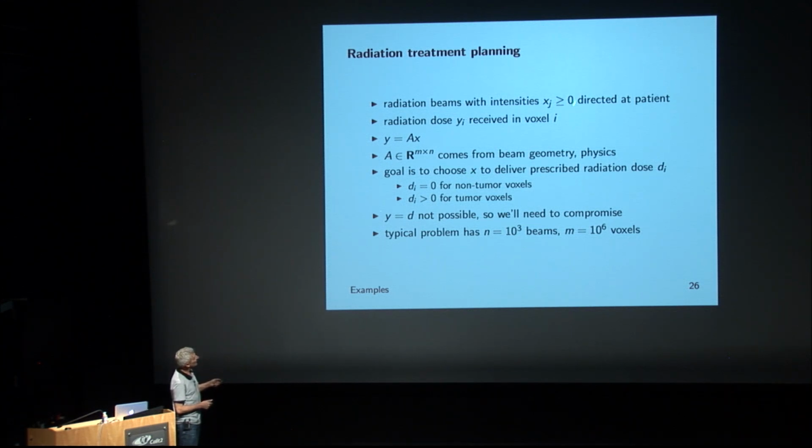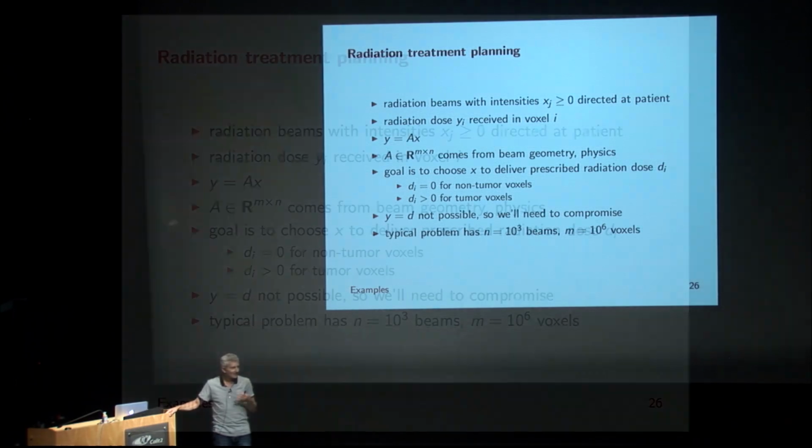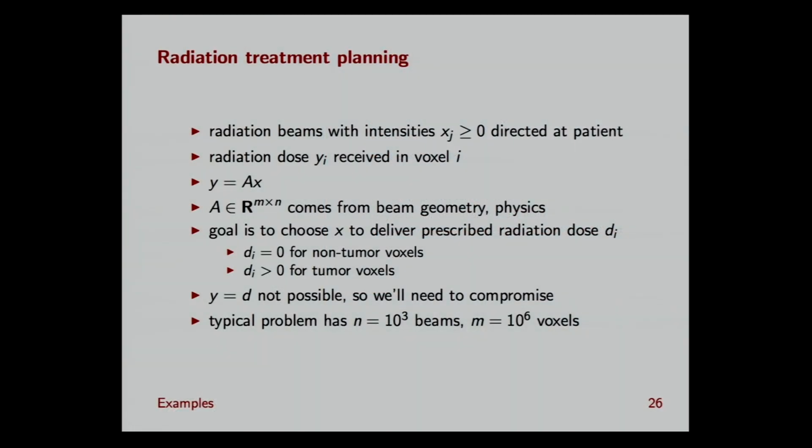It's got to be non-negative. The idea is you'd like y_i, the received dosage in voxel i, to be the prescription. Obviously it's 0 for non-tumor cells. If something is not a tumor cell, you don't want to irradiate it at all. For the tumor cells, this is positive, meaning you want to put a certain minimum amount of radiation on it to kill or damage those cells. So this is the goal.